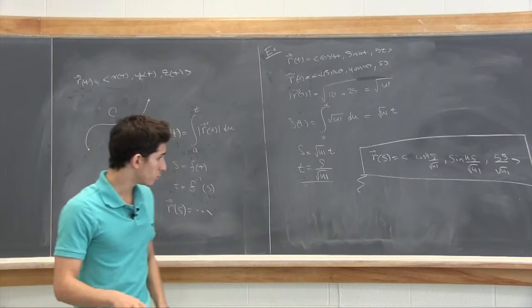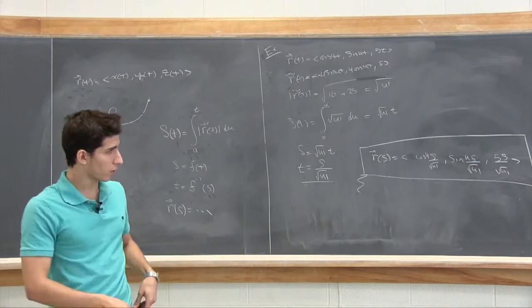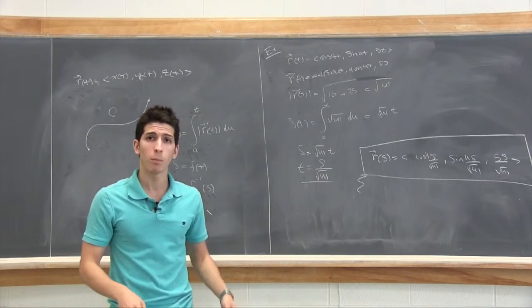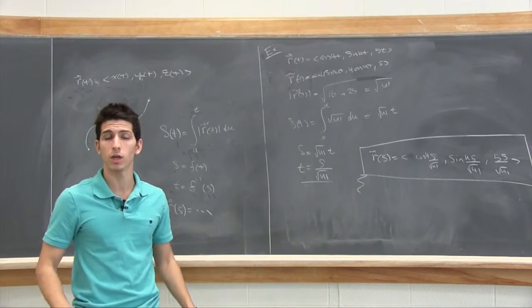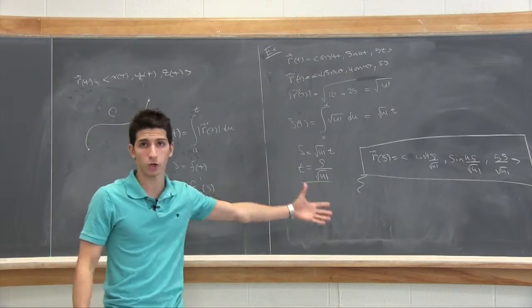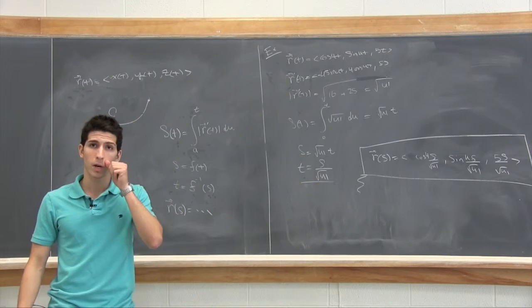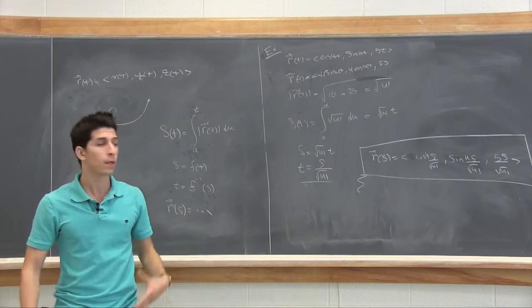It doesn't look simpler because it's not supposed to be simpler, but the advantage it has is that this is the only parameterization in terms of the arc length. So it makes the parameterization a little more unique. So there you have it.